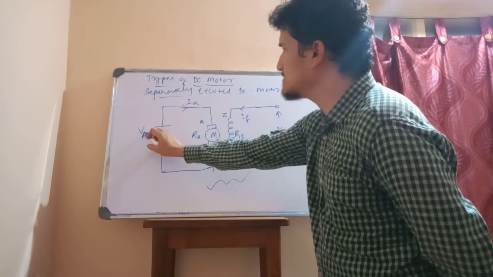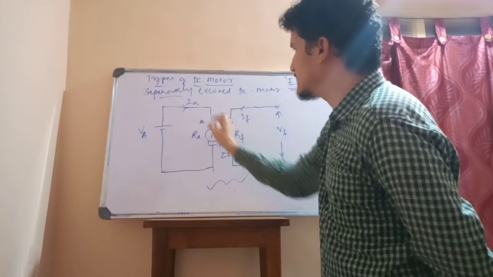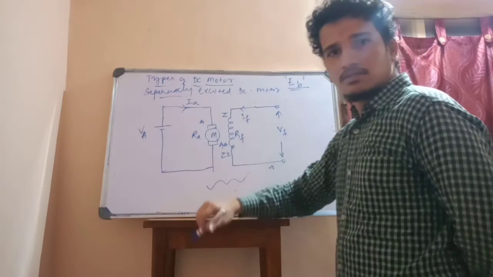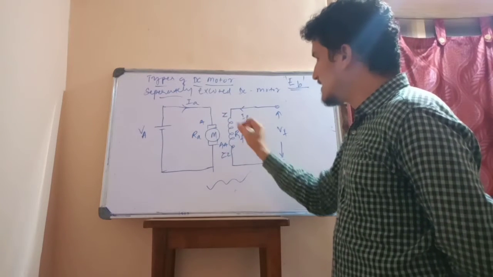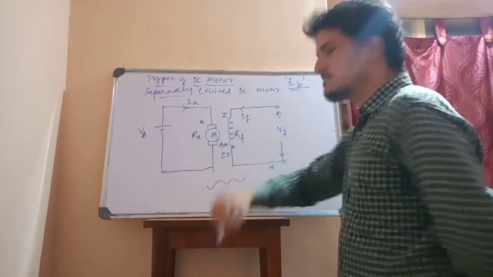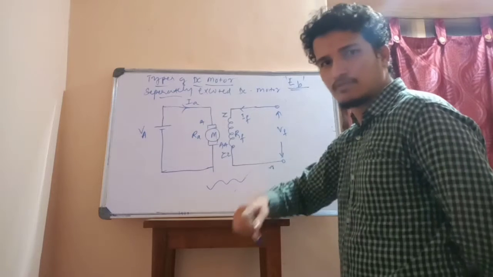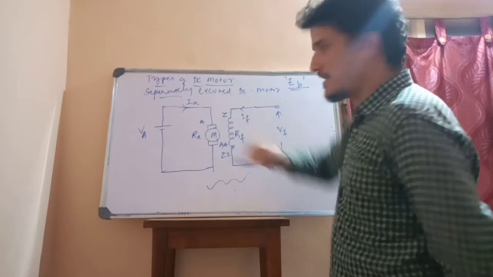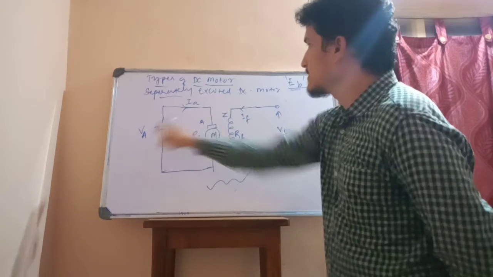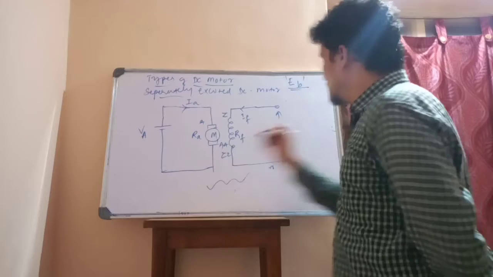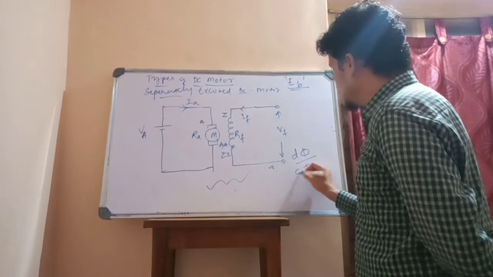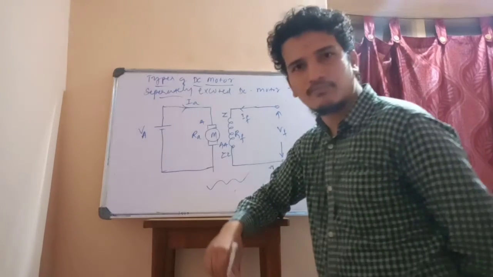When you apply a DC voltage VA here, a current IA will flow through the armature. This armature carries that current. When a current carrying conductor is placed in this magnetic field, it experiences a force and starts to rotate. When it starts to rotate, this magnetic field is cut by the armature, which means there is a change in the flux with respect to time.